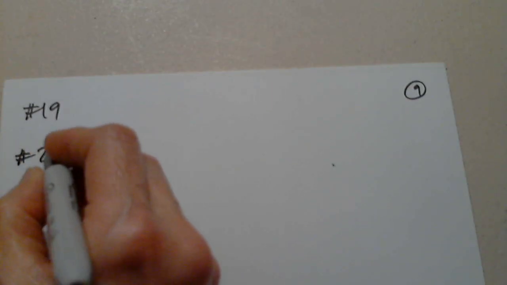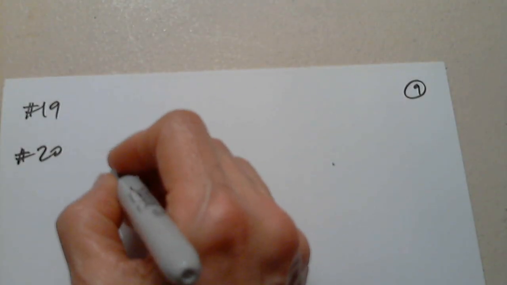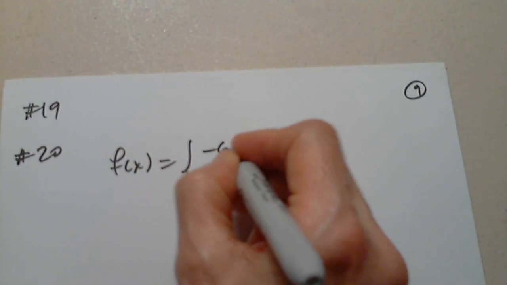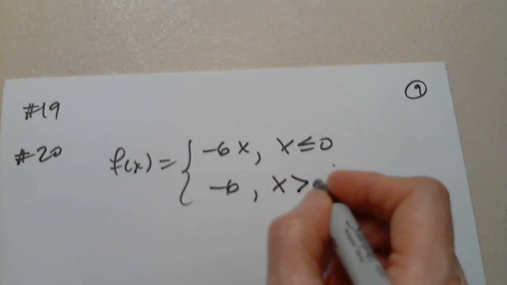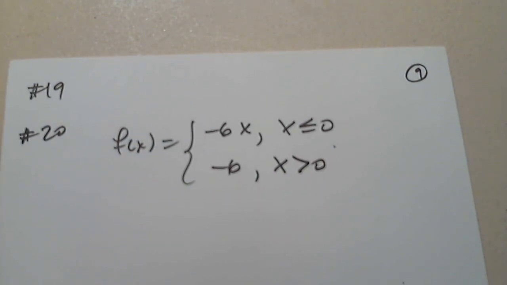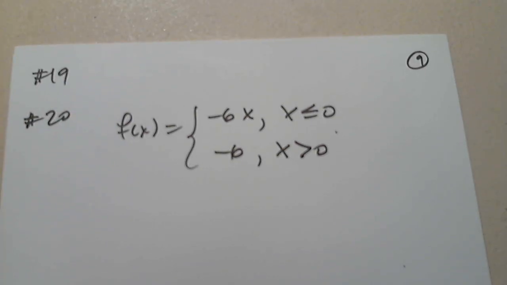Okay, last 2 problems. Here, I explained how to graph such a function, f of x equals negative 6x for x less than or equal to 0, and negative 6 for x greater than 0. And also, I'm here Monday, Tuesday, Wednesday, Thursday. The hours are on the home page. If you need help, I'll be more than happy to help you. So here's what we do with this.